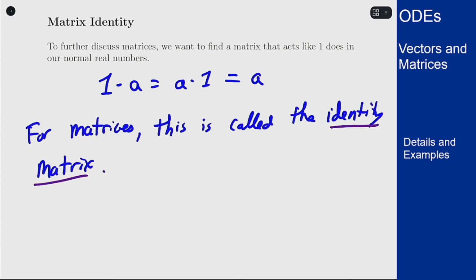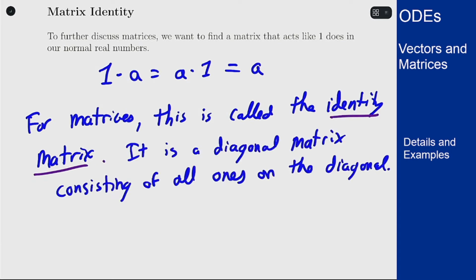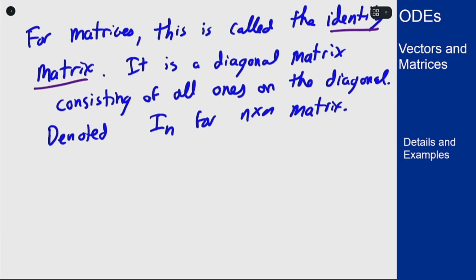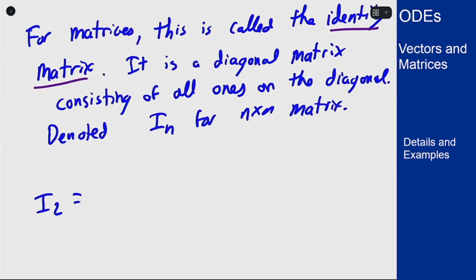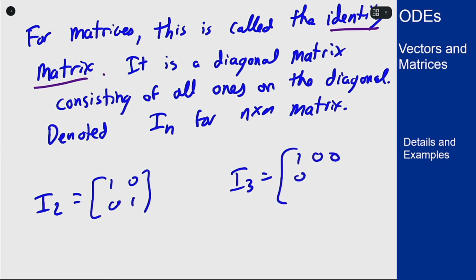You could figure out ways to build up what this is, but in terms of how you actually write this matrix, it is a diagonal matrix consisting of all 1s on the diagonal. And it's denoted I_n for the n by n identity matrix. So for instance, I_2, the 2 by 2 identity matrix, is just 1, 0, 0, 1. I_3 is 1, 0, 0, 0, 1, 0, 0, 0, 1. Notice these are both upper and lower triangular, and their diagonals are all 1s.